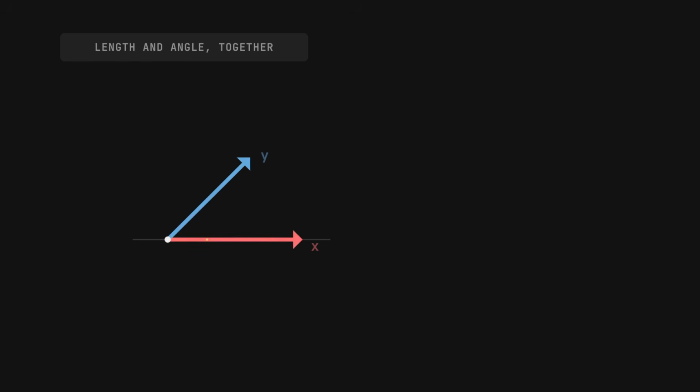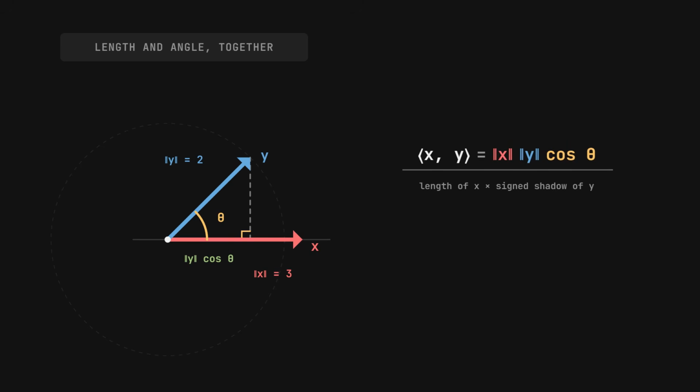Keep the lengths of the two vectors fixed and change only the angle between them. The quantity, the length of y times cosine theta, measures how much of y points in the direction of x. The inner product is the length of x multiplied by the amount of y pointing in the direction of x.